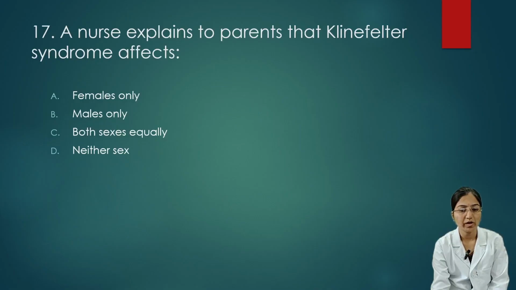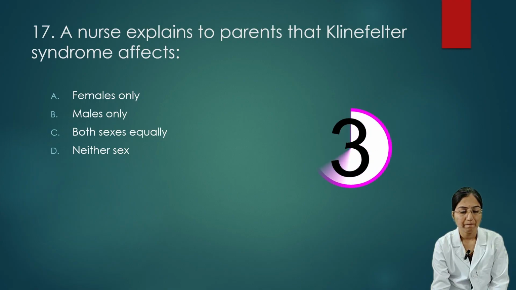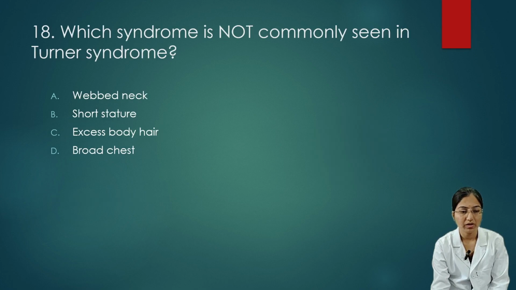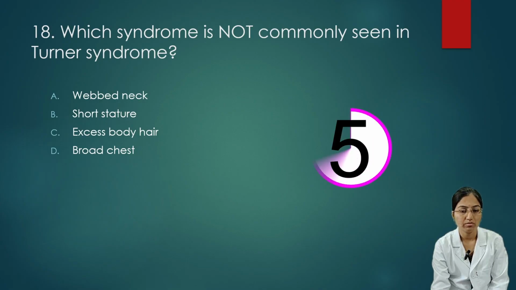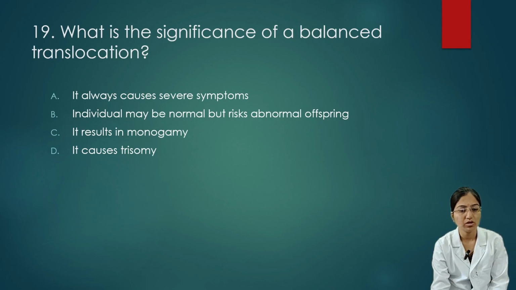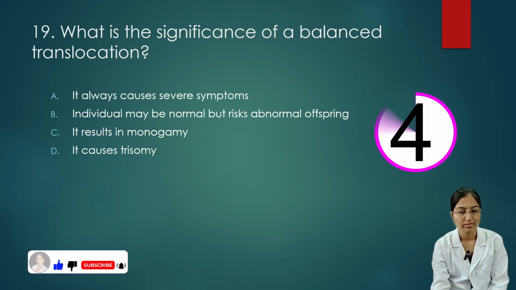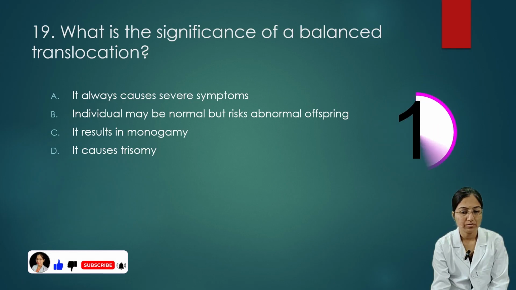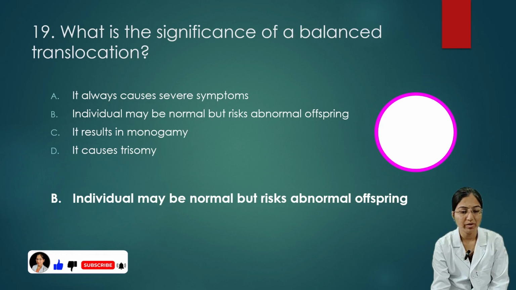Next question. A nurse explains to parents that Klinefelter syndrome affects males only. Next question. Which feature is not commonly seen in Turner syndrome? Excess body hair. Next question. What is the significance of a balanced translocation? Right option is individual may be normal but with abnormal offspring.